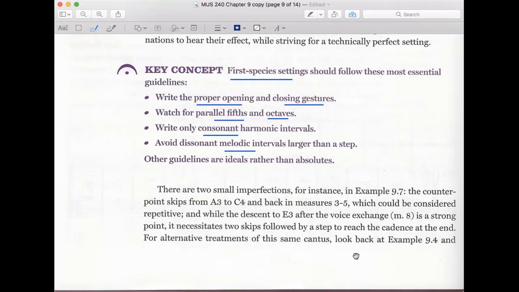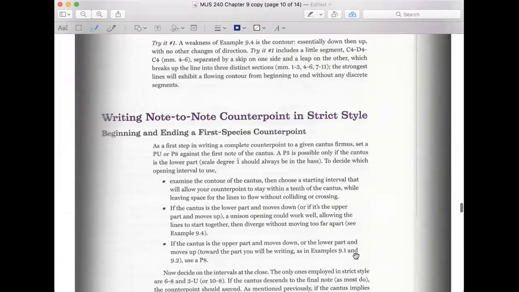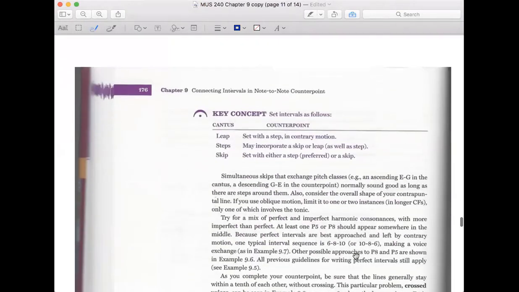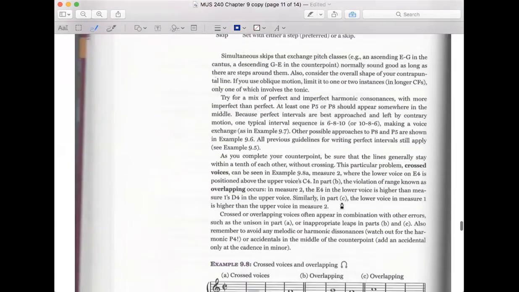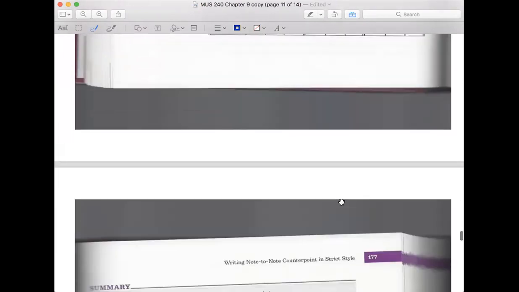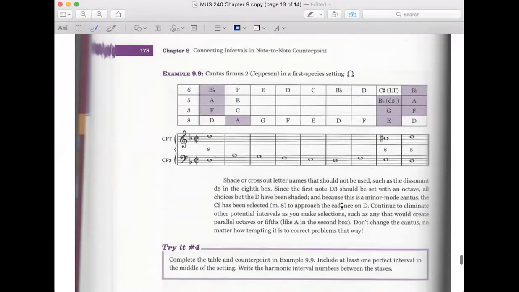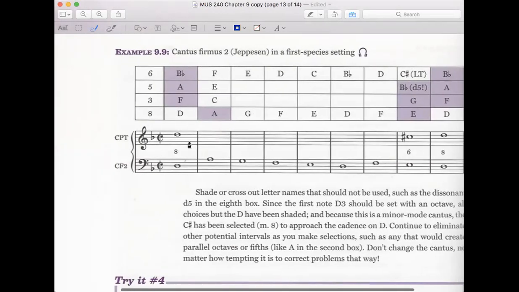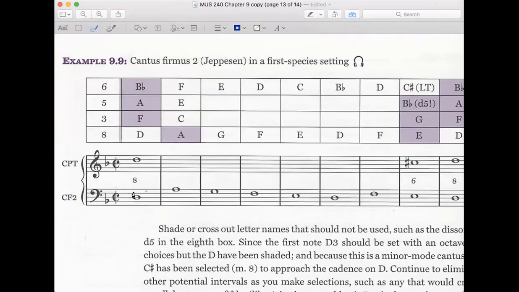All right, and we have arrived at the moment where we should think about looking at our exercise here. Try it number 4, and I put this in a different document, so you actually have 2 examples. Let's go through this and see if we can identify just some basics. Let's say we were given this cantus firmus. Notice that the cantus firmus is in the lower voice.